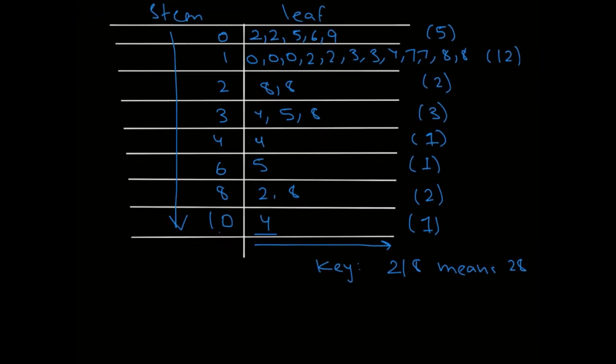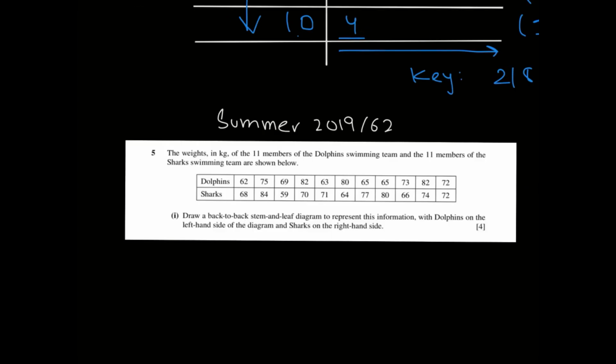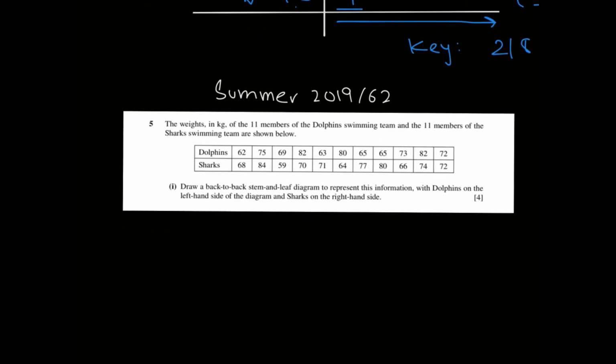Let's look at another question. The second question is from Summer 2019, variant 6.2. This question says that the weights in kg of the 11 members of the dolphin swimming team and the 11 members of the shark swimming team are shown below. So this has two data sets, one of the dolphins and the other of the sharks swimming team.